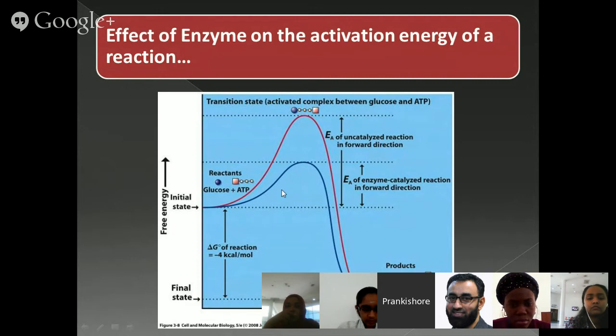Suppose the same reaction is catalyzed by an enzyme. The enzymes that convert glucose to glucose 6-phosphate are hexokinase and glucokinase. So in the presence of glucokinase or hexokinase, as you can see, the activation energy is reduced. So an enzyme acts in a biochemical reaction by reducing the activation energy of the reaction, and overall the energy status of the product is not affected. Only the activation energy is reduced.